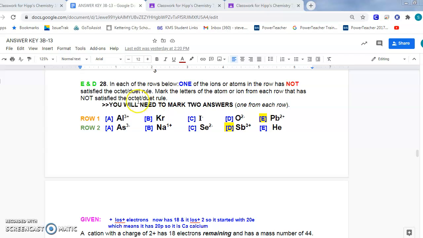We do want to finish problem number 28 though, question 28 from the 4th page. So far we were up to letter D, antimony, and we fell short of time on our video. So antimony 3 plus is circled as the one that has not satisfied the octet rule. Let's be sure we understand why.